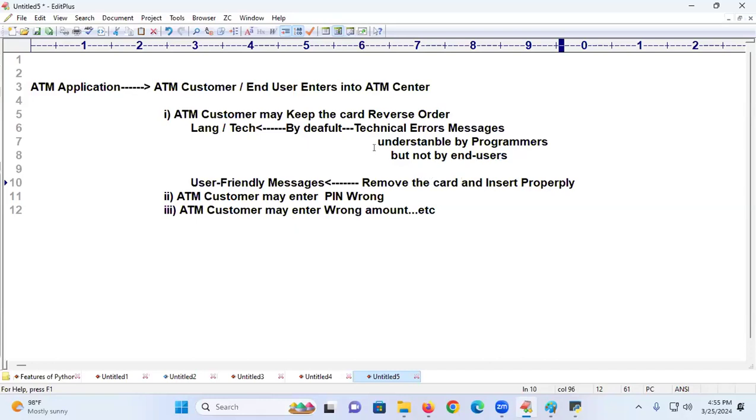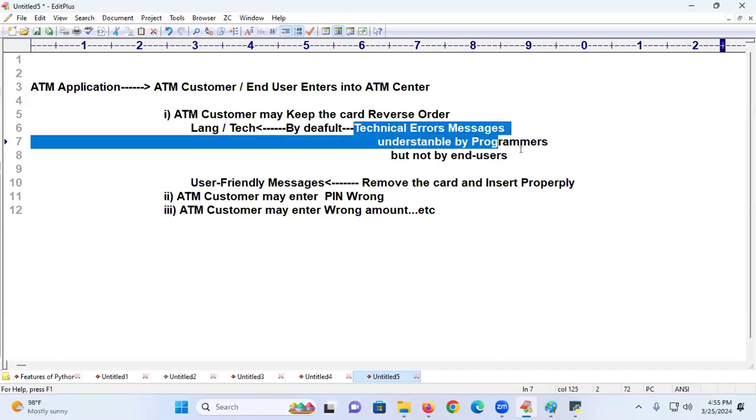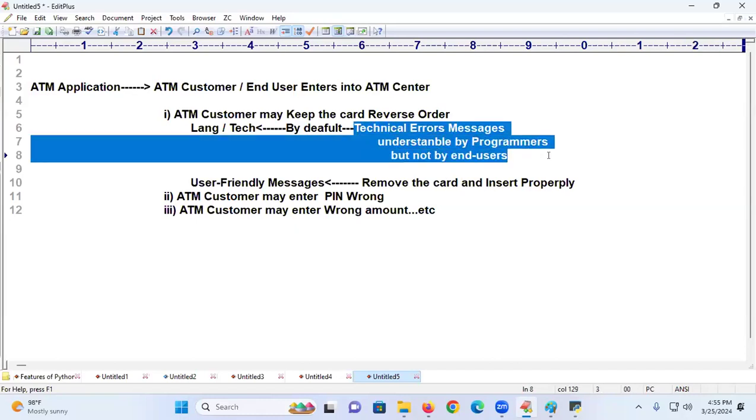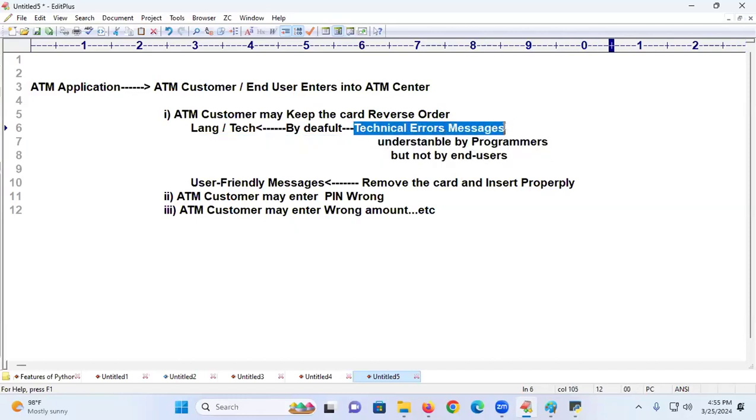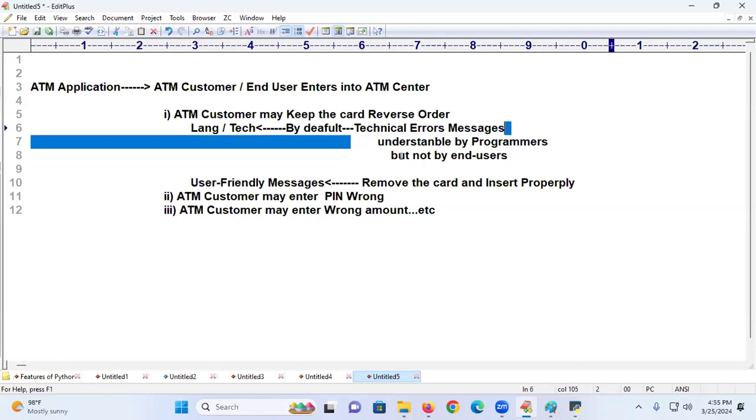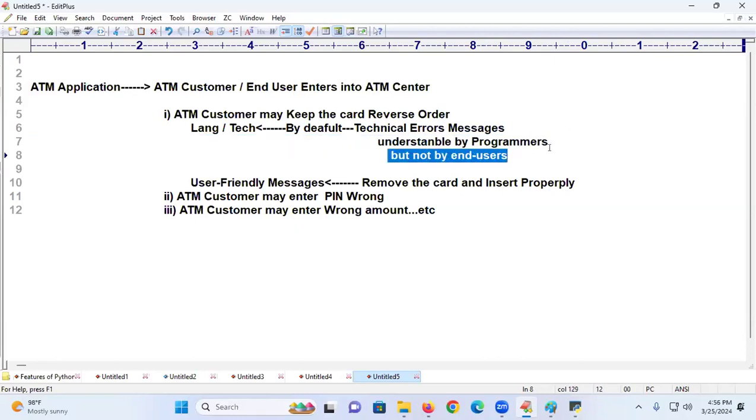Now come to the point. Messages understandable by programmers but not by end users: if any project development gives such messages, is it useful or recommended? No. Which messages are useful? User-friendly error messages. Those are the messages required.